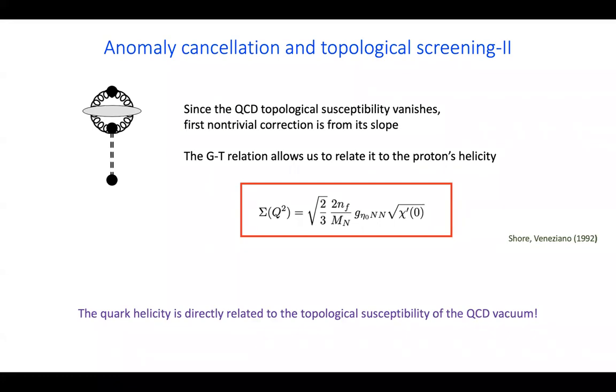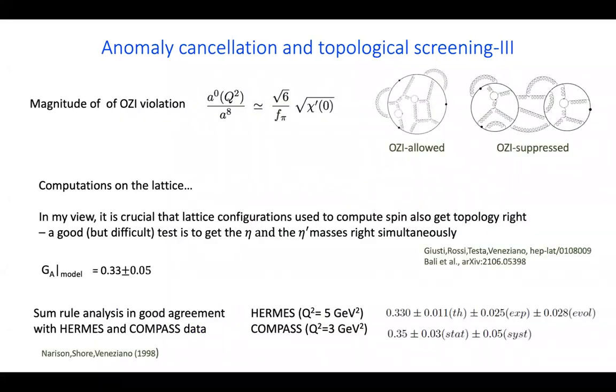And so here's the result. The quark helicity on the proton is directly related to the topological susceptibility. I'm running short on time, but there are some very interesting discussions in terms of OZI allowed and OZI suppressed diagrams in QCD. This object here is the isosinglet axial charge, this is the iso-octet axial charge, and their ratio is related to this object here, the topological susceptibility slope.